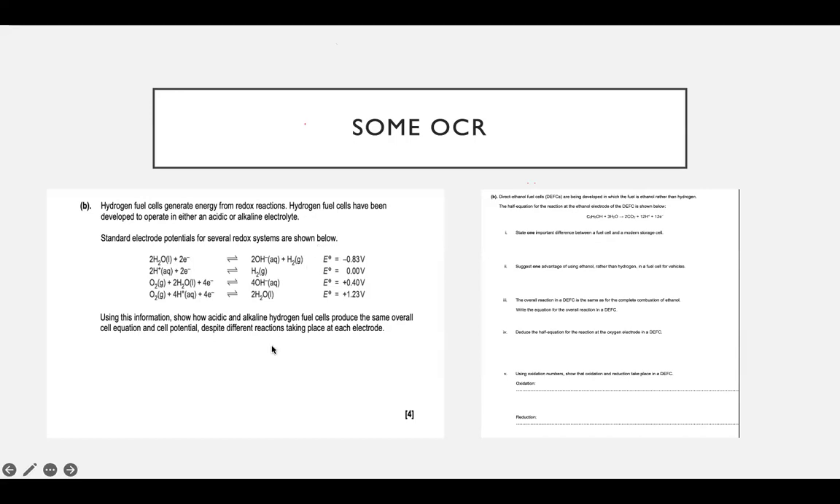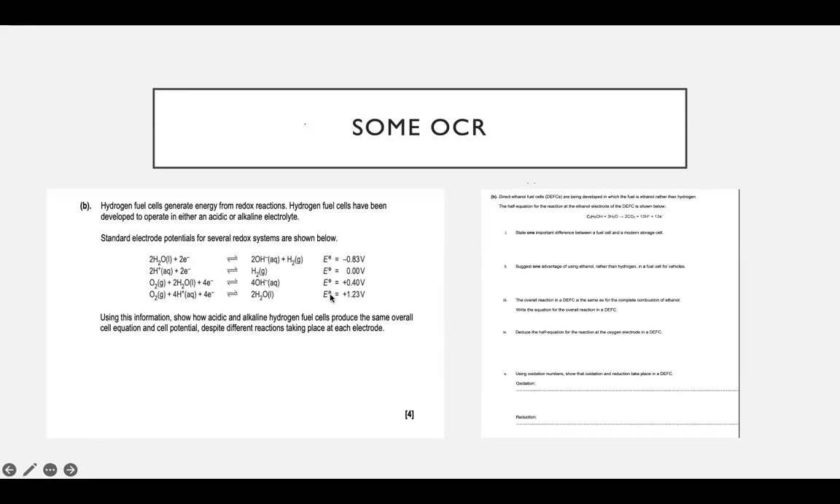Okay, that should be enough time. This one on the left, as I said, you could have just memorized those equations, but if you hadn't, you can still work them out. Anything involved in the acidic fuel cell is going to have H+, like the second one and the fourth one. Anything involved in the alkali fuel cell is going to have OH-, like the first and the third one. And you can work out which is the reduction and which is the oxidation using the E naught values. Reduction is going to be the more positive one.